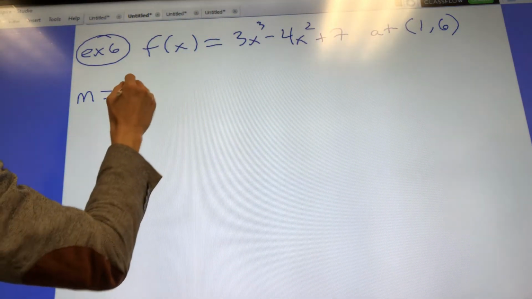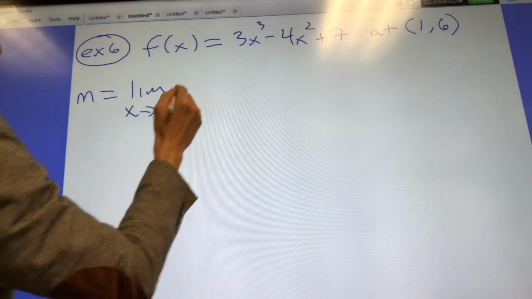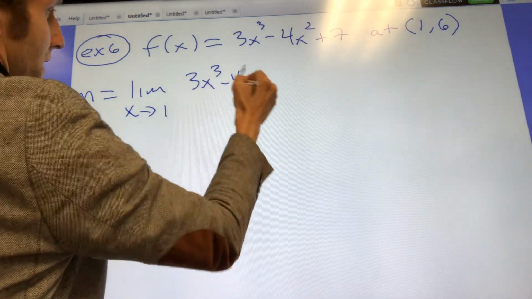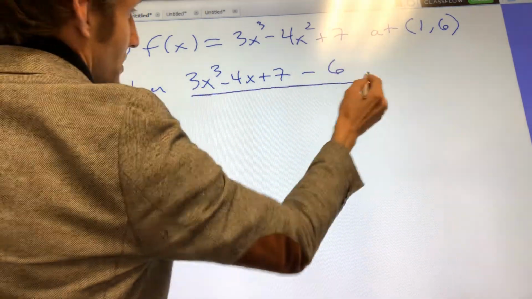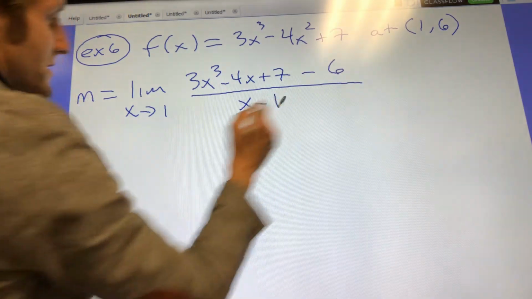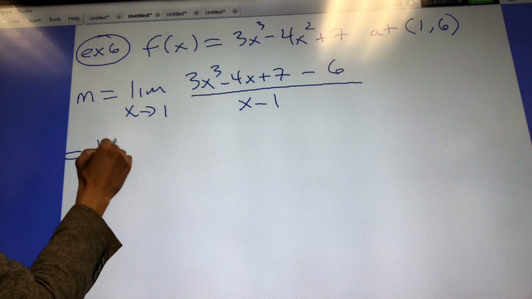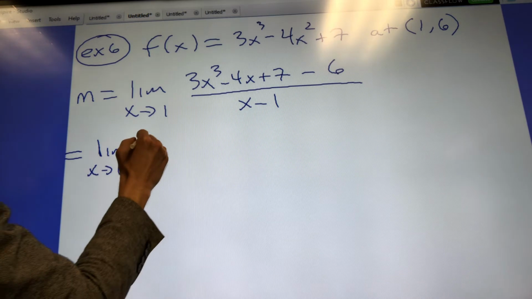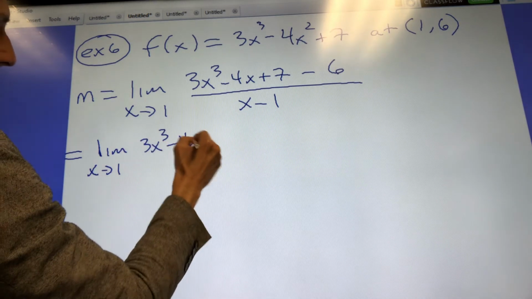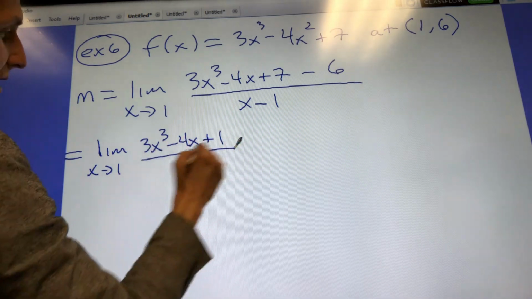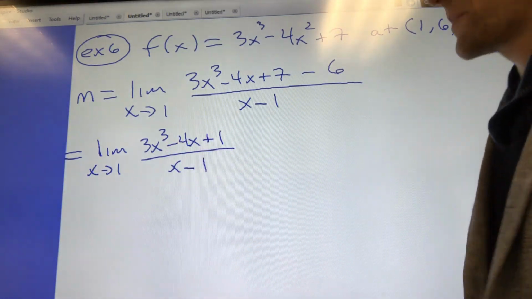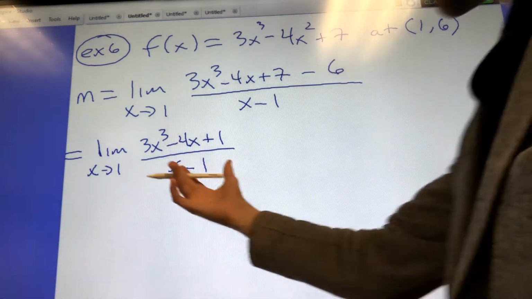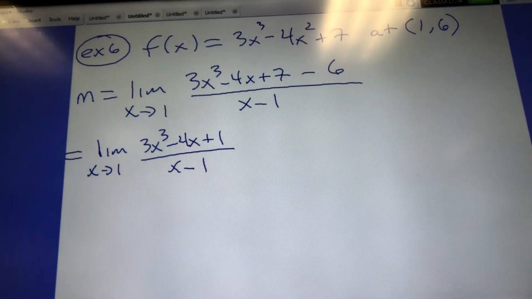Okay, so the slope is the limit as x goes to 1 of f of x minus f of a, all over x minus a. And you're like, all right, looking pretty good so far. The limit as x goes to 1 of 3x to the third minus 4x plus 1 divided by x minus 1. Okay, that's an issue. You don't know how that factors. That's to the third power, okay? You know that x minus 1 is a factor just like before. You just don't know what you're going to be left with.